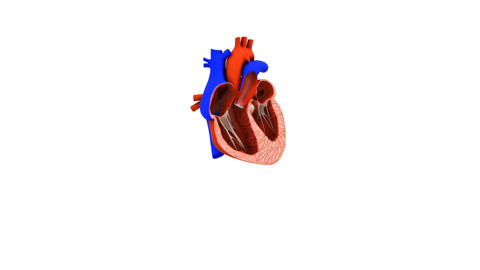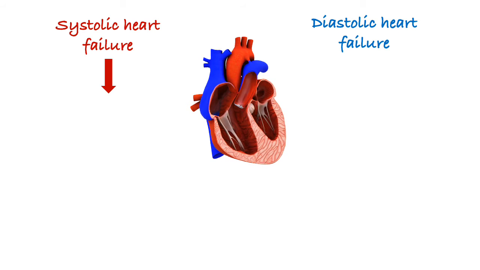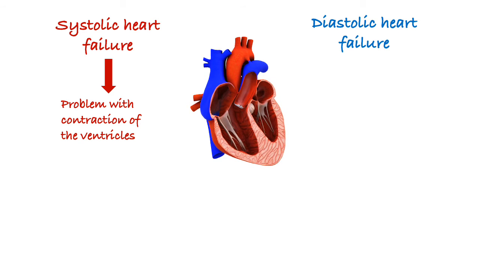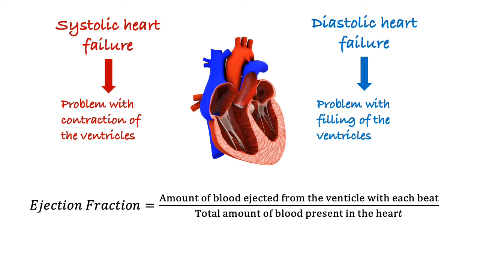Heart failure could also be divided into two types based on the type of dysfunction: systolic heart failure or diastolic heart failure. Systolic heart failure is a problem with the contraction of ventricles, meaning the ventricles are not contracting enough to pump a sufficient amount of blood. Whereas in diastolic heart failure, there is a problem with ventricular filling, meaning the ventricles are not filling with enough blood to be pumped.